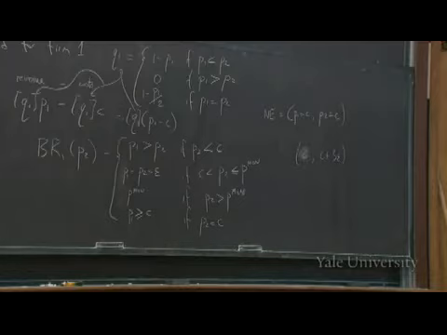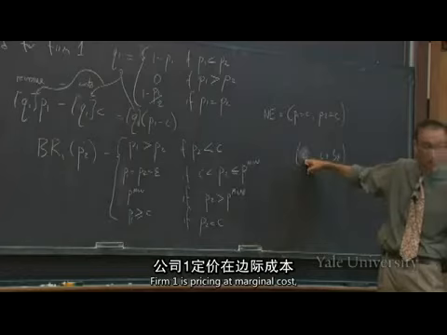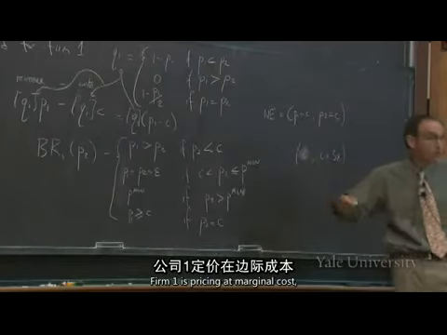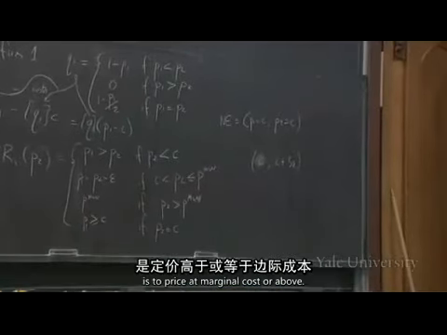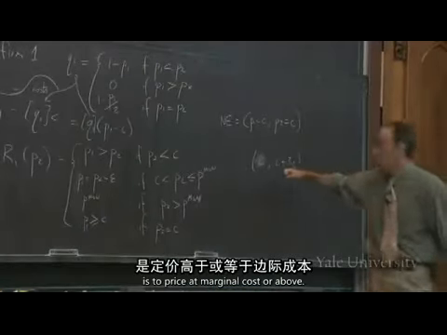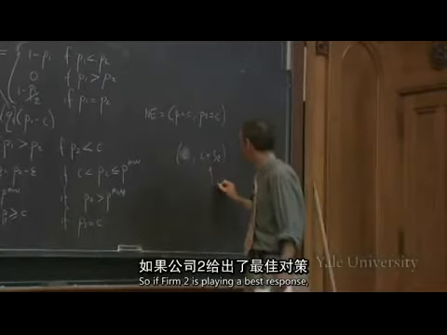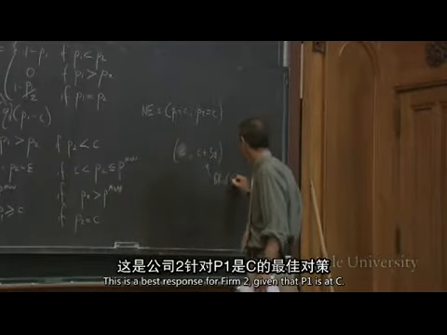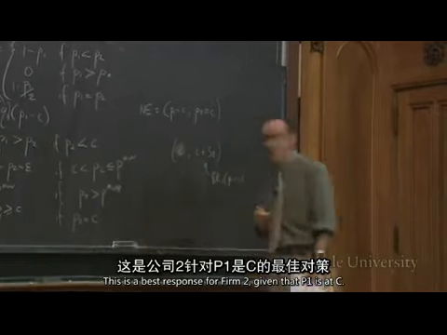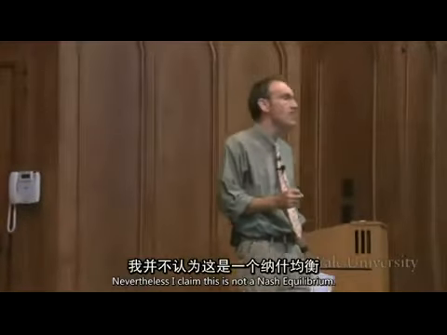So I claim it is, right? Well, let's just check carefully. Firm 1 is pricing at marginal cost, right? The best response if the other guy is pricing at marginal cost is to price at marginal cost or above. And this is marginal cost or above, so this is a best response. So firm 2 is playing a best response, given that P1 is at C. What's the problem here? Why is it, nevertheless, I claim this is not a Nash equilibrium?